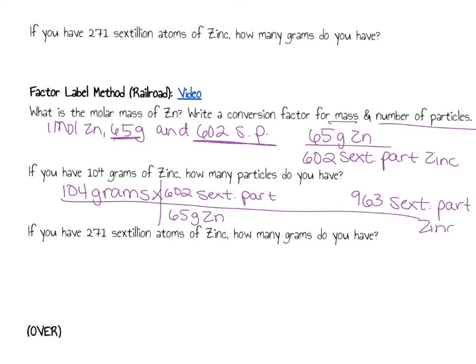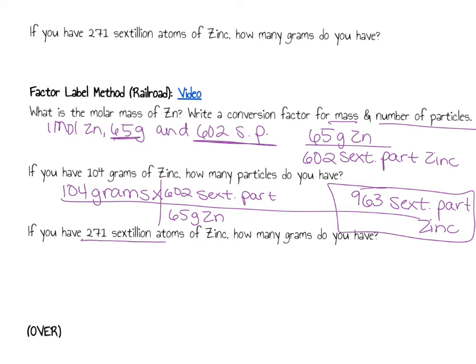And now I always like to check my work, and I see that we had 104 grams, which is more than the 65 grams, so I would expect more than 602 particles, and I get that in my answer of the 963 sextillion particles. Okay, the next problem, we're going to set that up the same way.